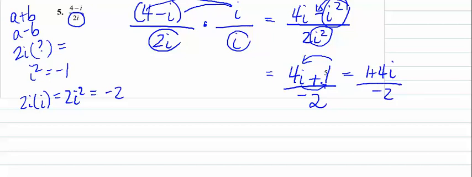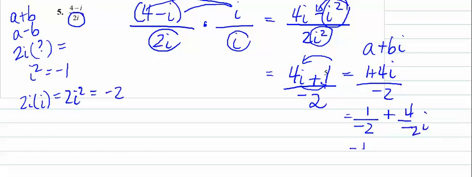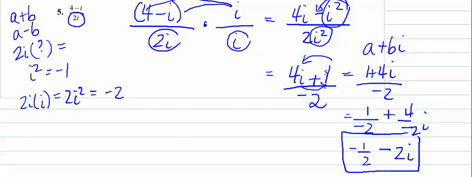Let's go ahead and write this in standard form where we split the quotient up. So we start with 1 over -2 plus 4i over -2. So this is just -1/2. 4 over -2 divides to equal -2, so -2i. And that would be the standard form answer for that problem.